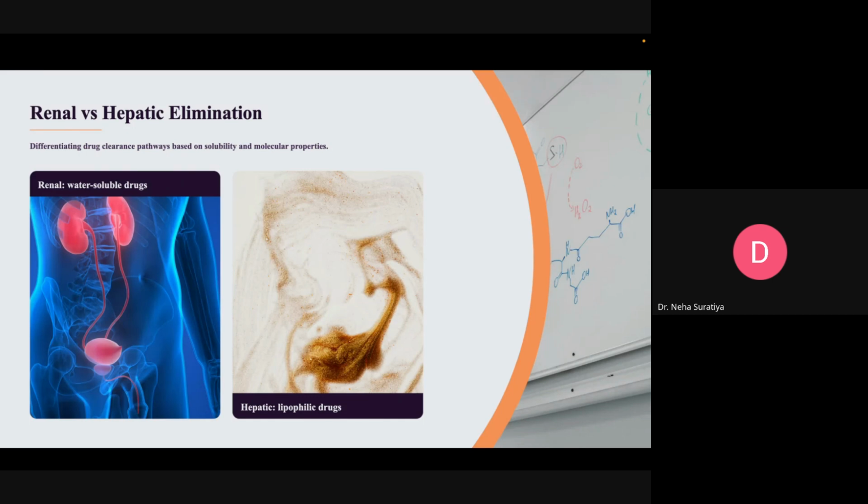So you need to differentiate the drug clearance pathway based on its solubility and molecular property. Molecular property means whether it is a water soluble or a lipophilic drug, right? So renal, of course, water soluble drugs. Water soluble drugs cannot cross lipid membranes easily, so they are excreted unchanged via the renal route. While a lipophilic drug crosses the membranes, it needs liver metabolism to become water soluble. That is how exactly the link is.